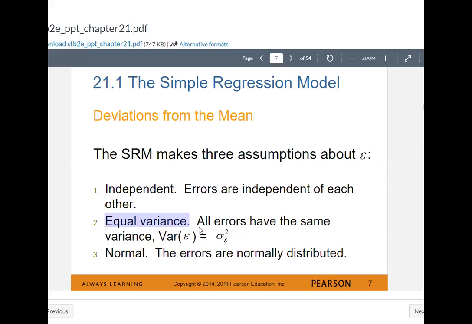So we want to see equal variances. And if there are no equal variances, that means, again, this line is not actually representing the relation.